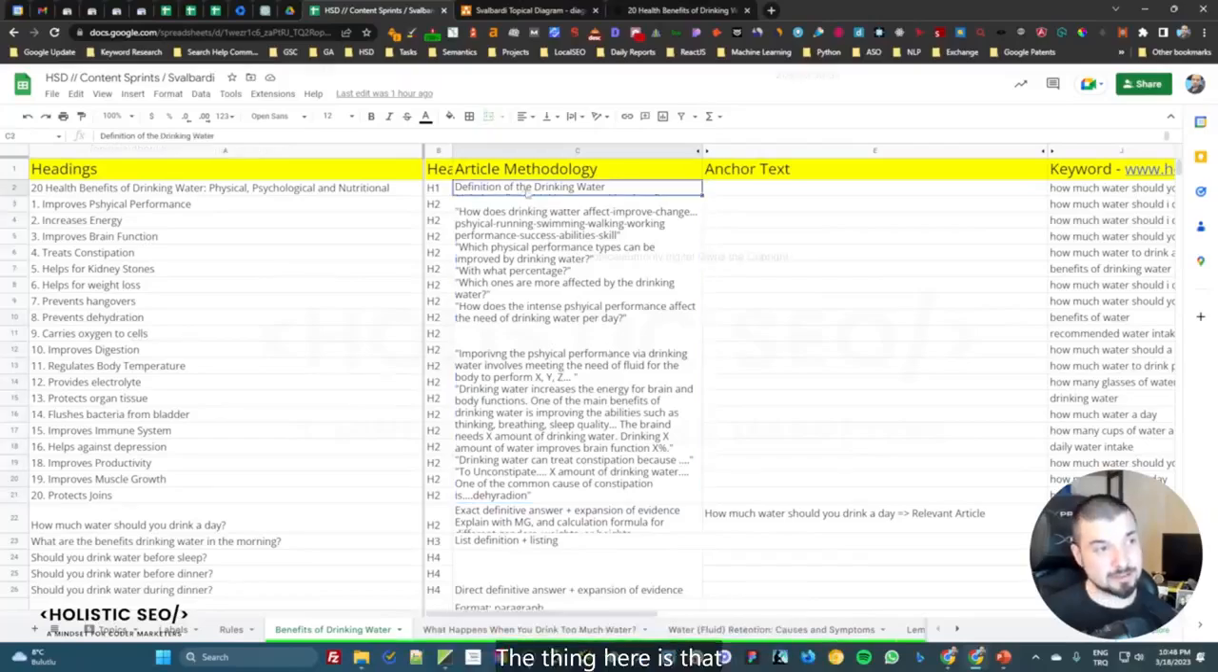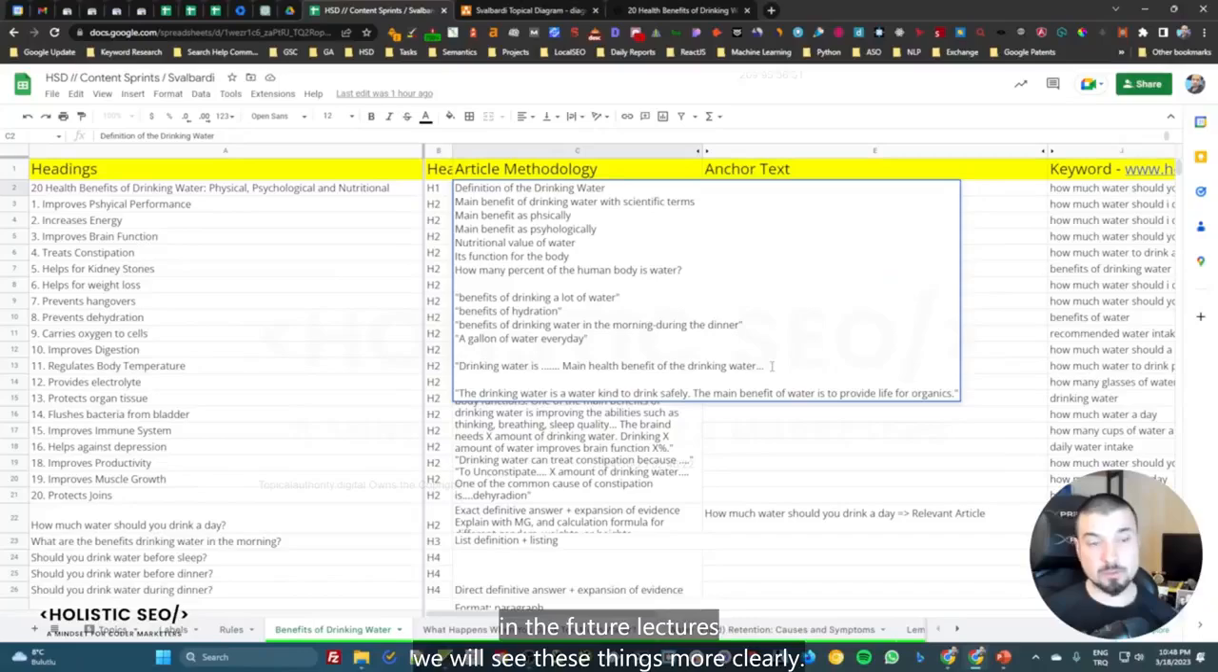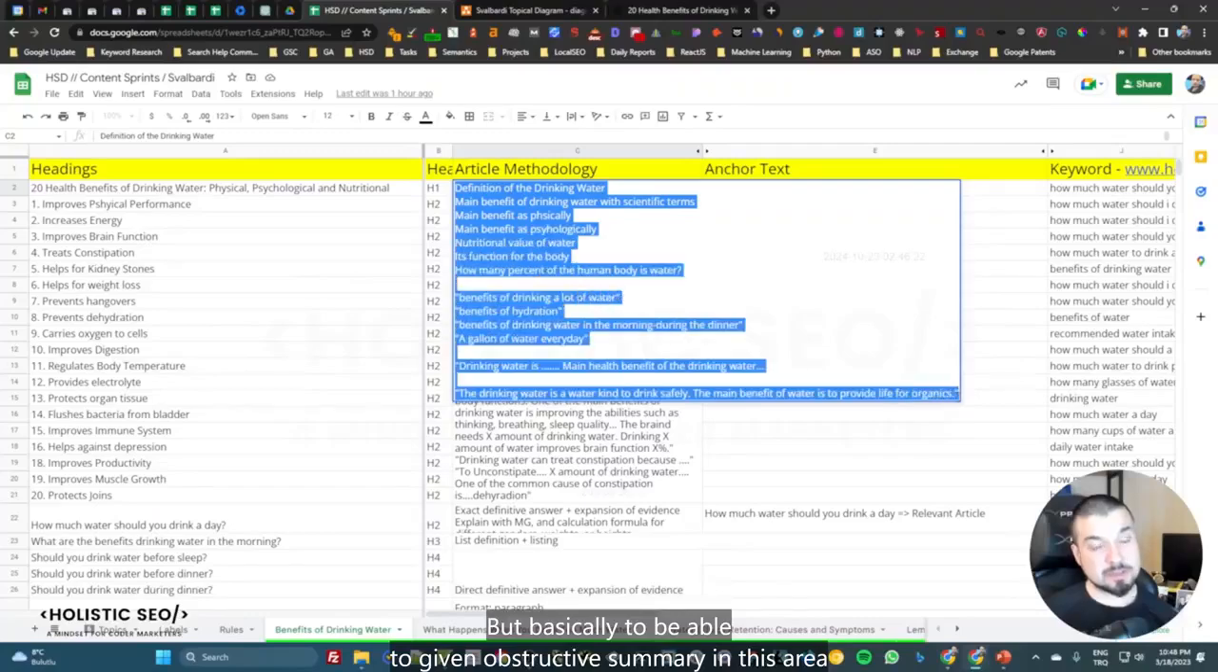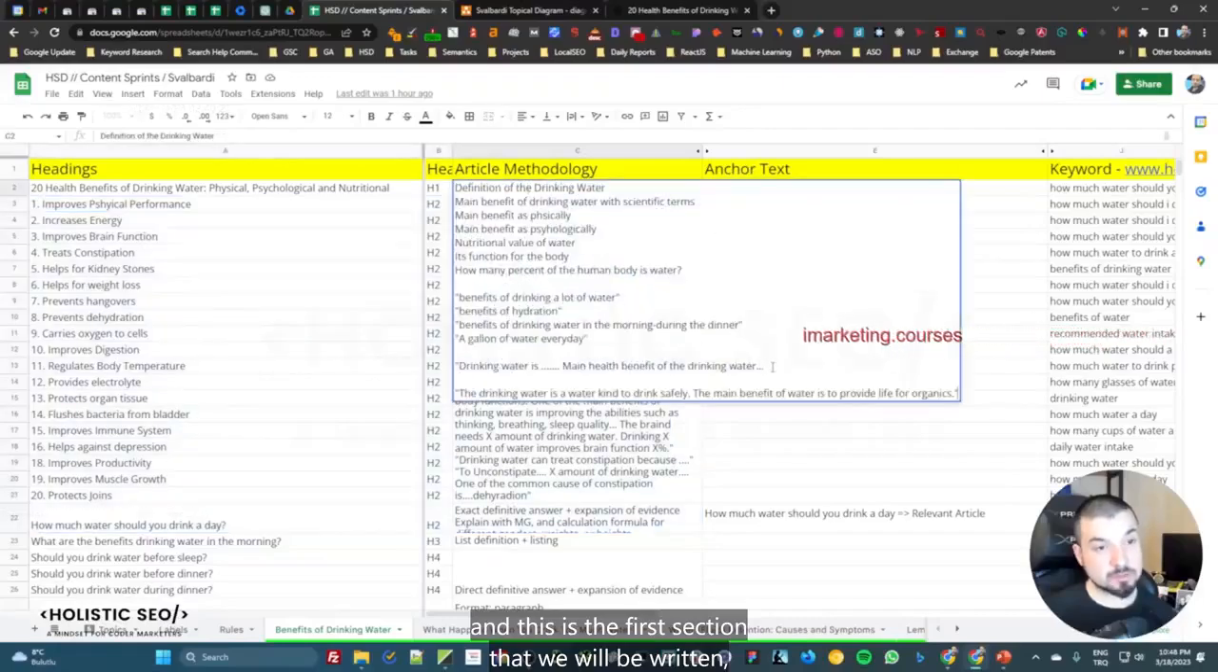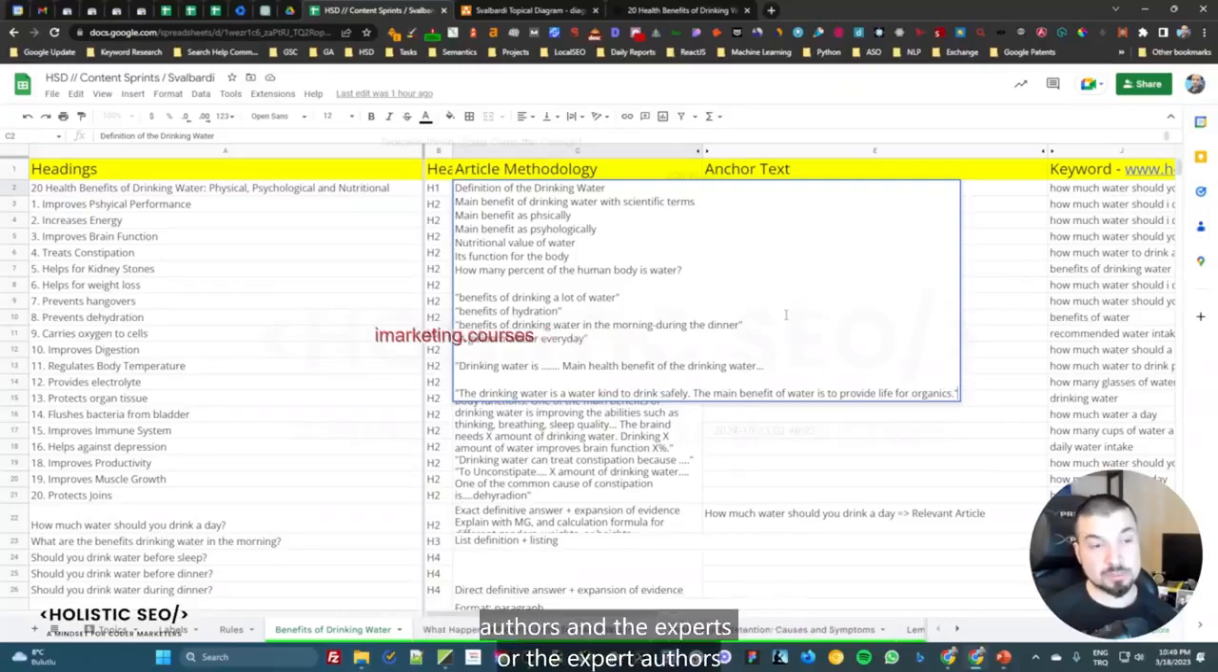In future lectures, we will see these things more clearly. But basically, to be able to give an abstractive summary or extractive summary in this area, you need the rest of the article. But since the rest of the article is not written yet, and this is the first section that will be written, you will need to make things easier for the copywriters, authors, and the expert authors.